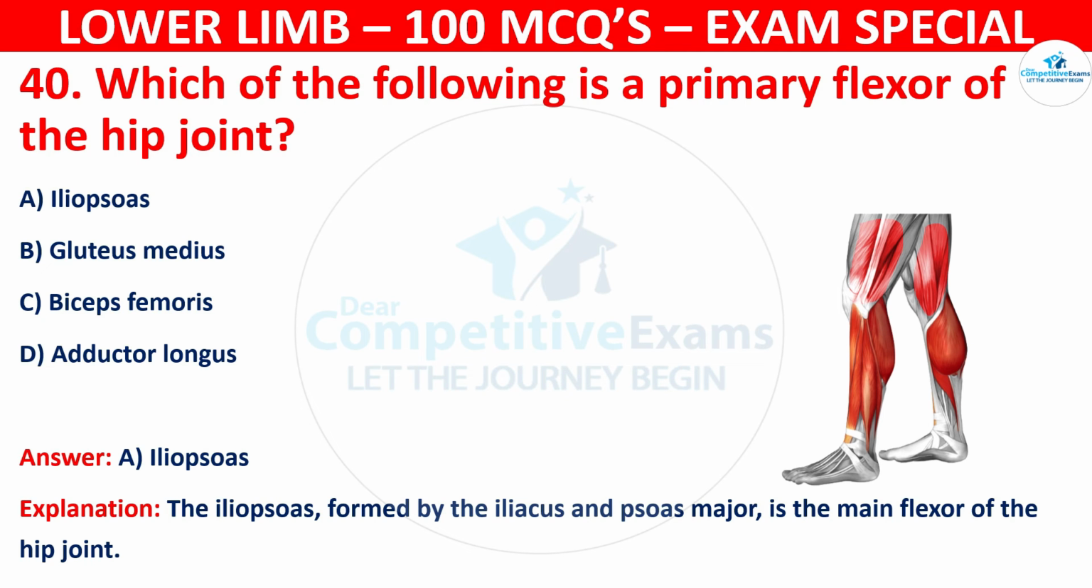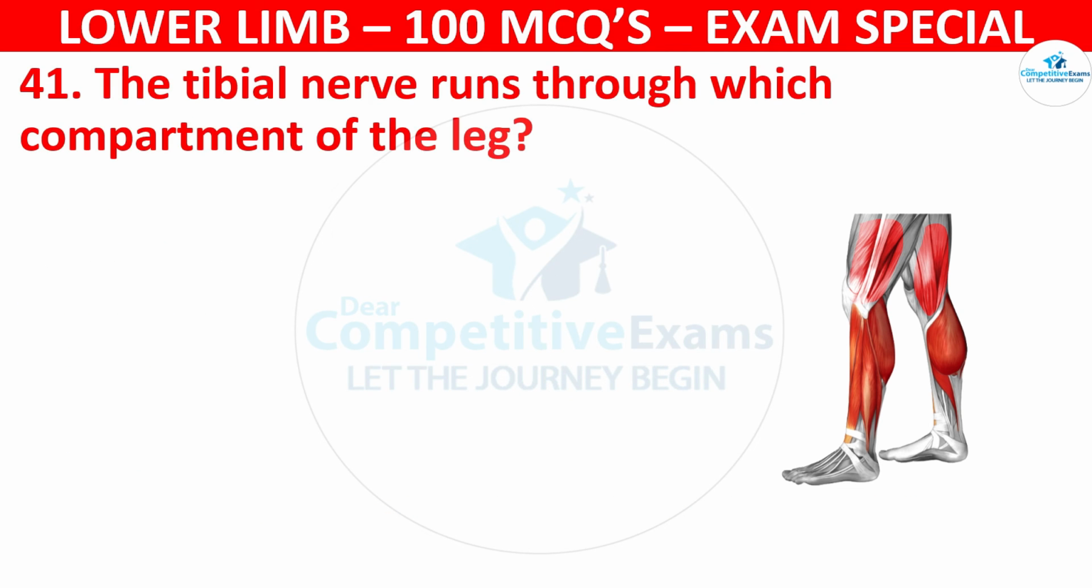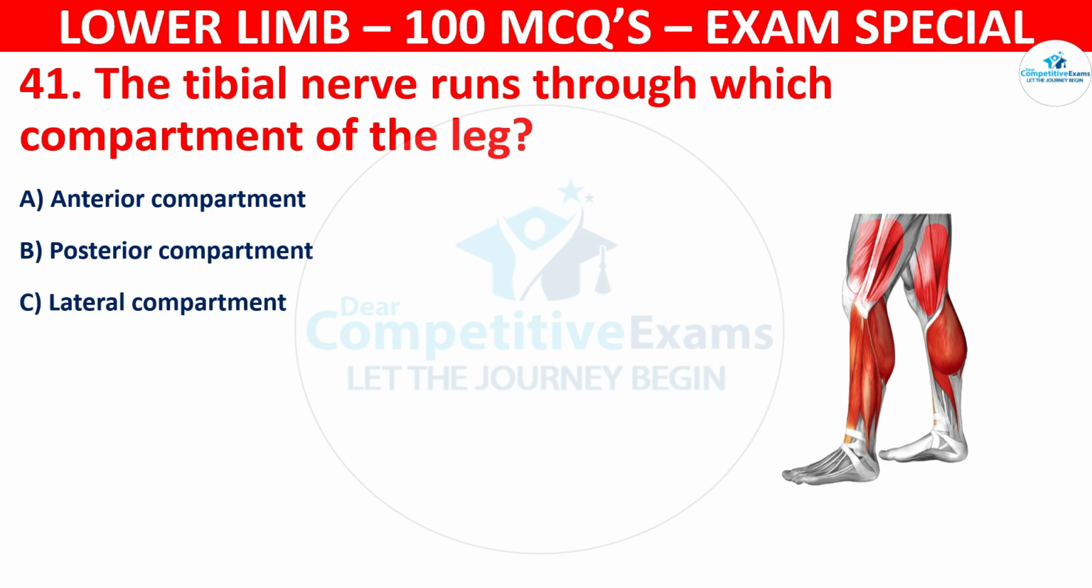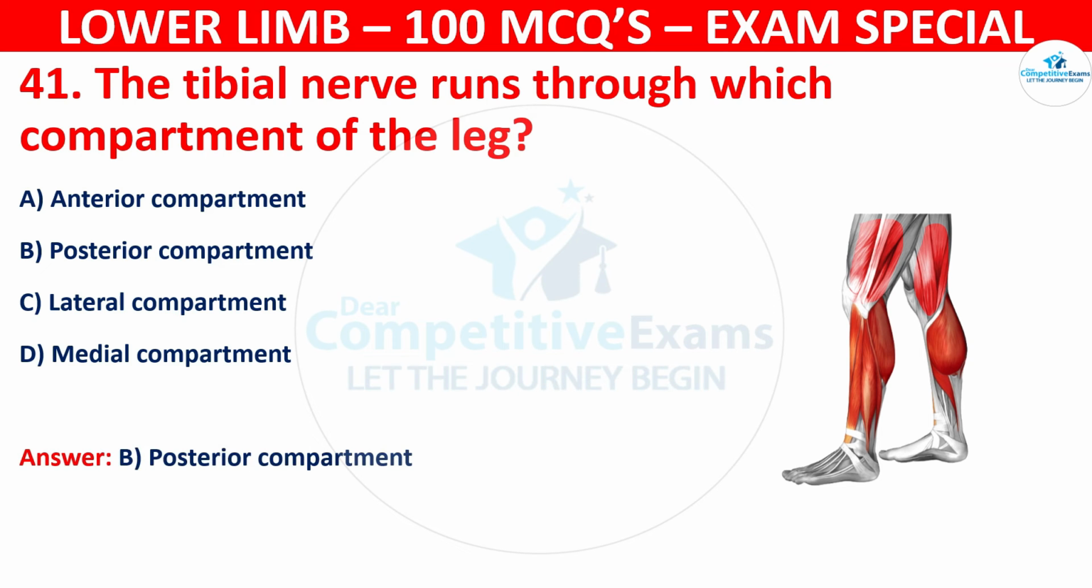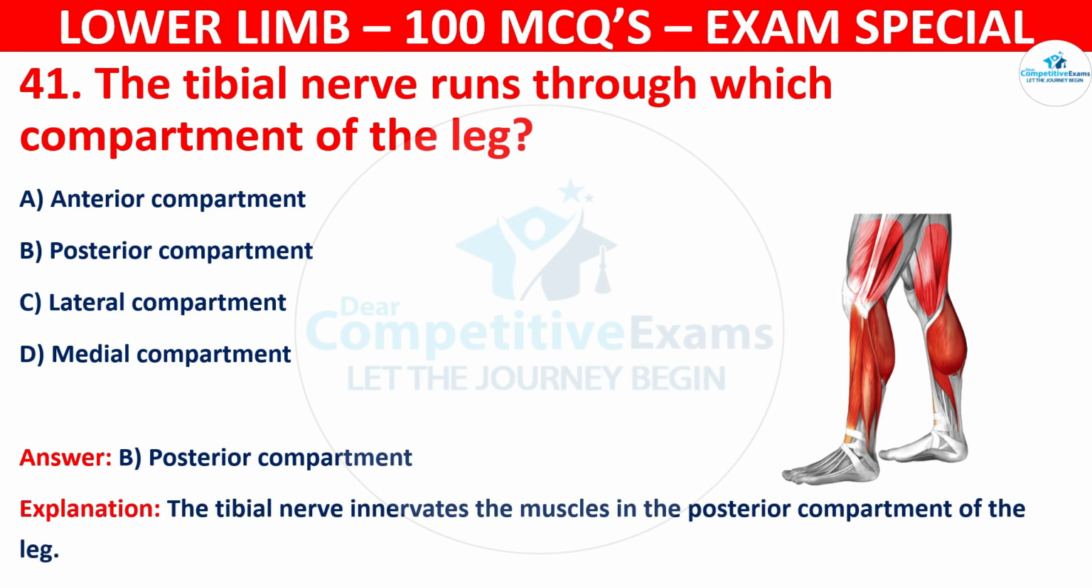Question number 41. The tibial nerve runs through which compartment of the leg? Your options are anterior compartment, posterior compartment, lateral compartment, or medial compartment. The correct answer is B, that is posterior compartment. The tibial nerve innervates the muscles in the posterior compartment of the leg.